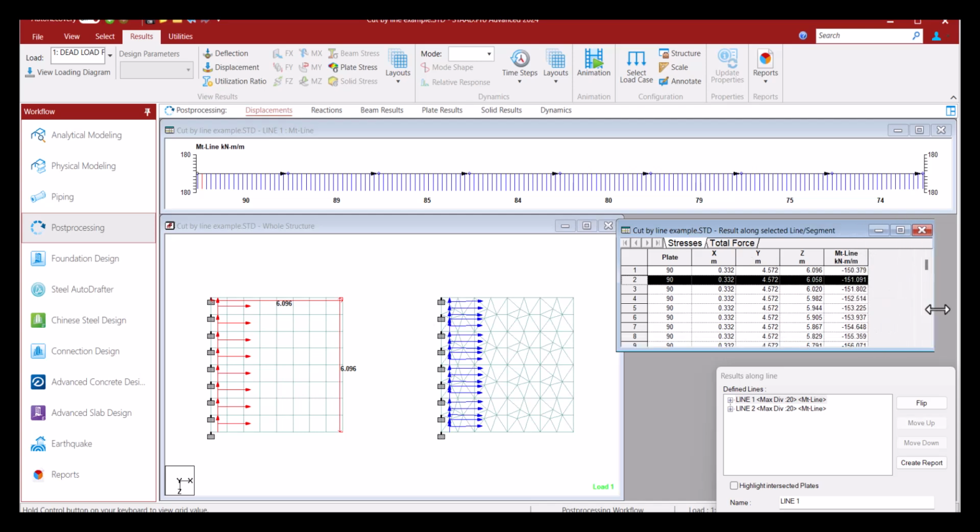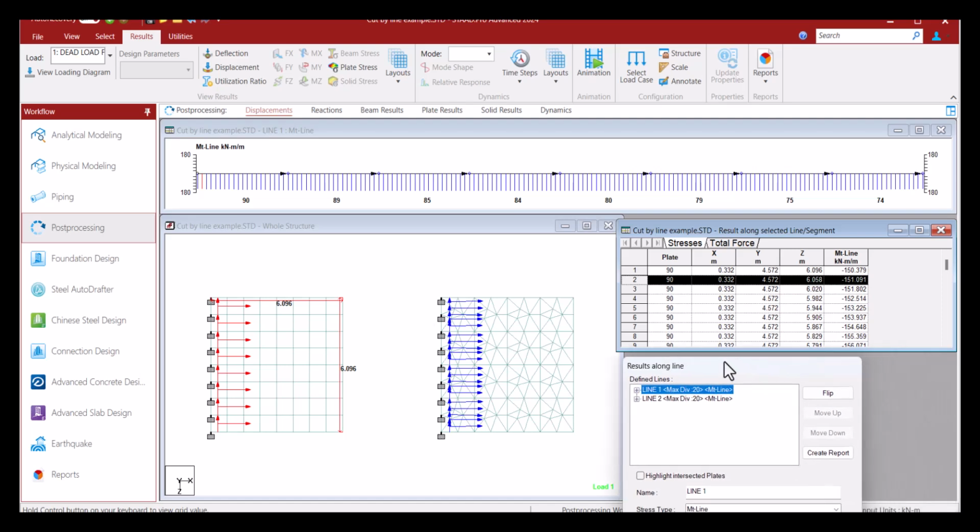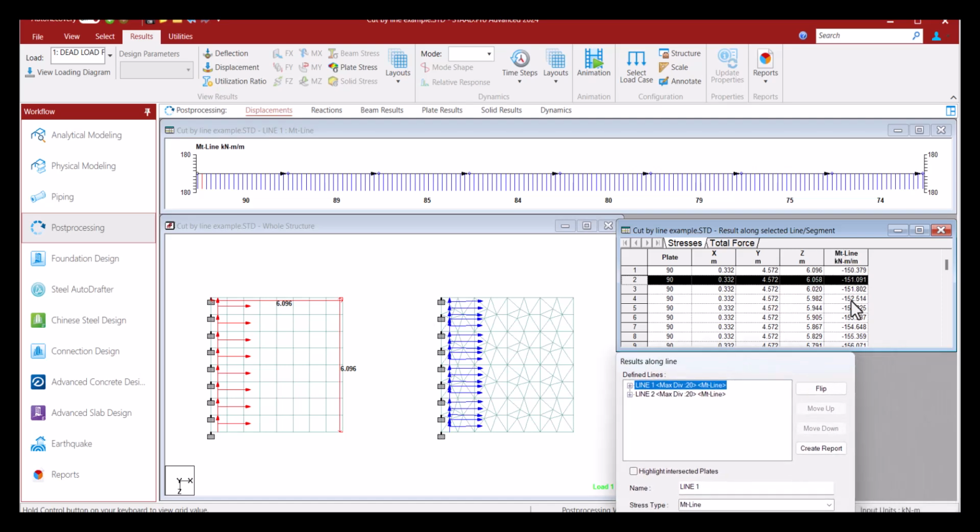I'm interested in MY, so MY is only reported for every element. Now you can see this one is 90, I think. Yes, 90. You can see so many 90s because within 90 I have several internal divisions, since I have updated the division from 2 to 20. So you can calculate from the stress: you have to multiply each of those values with those individual lengths and find the total value.